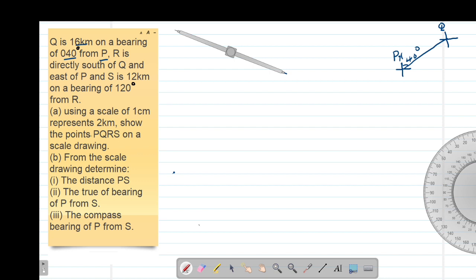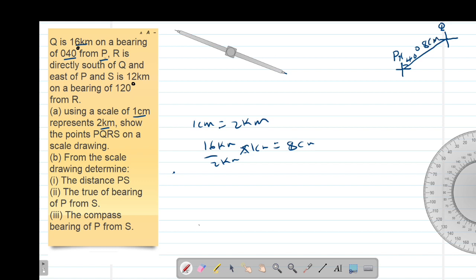Then you are given a scale of 1 centimeter to represent 2 kilometers. So if 1 centimeter is equal to 2 kilometers, what about 16 kilometers? This will be 16 kilometers over 2 kilometers multiplied by 1 centimeter, which is going to give you 8 centimeters. Therefore, we shall need 8 centimeters here.